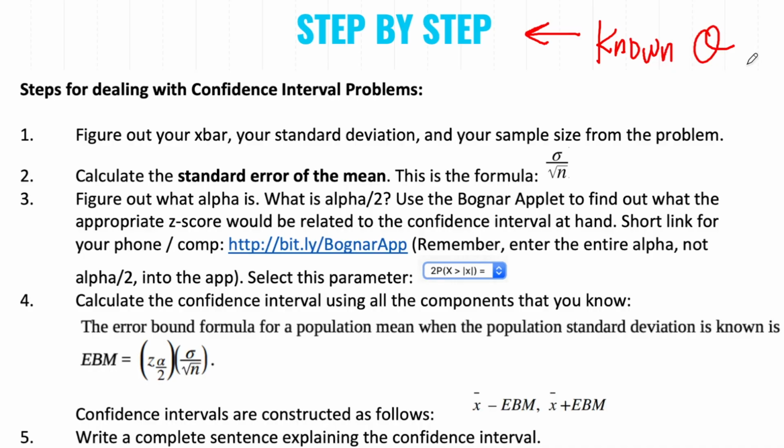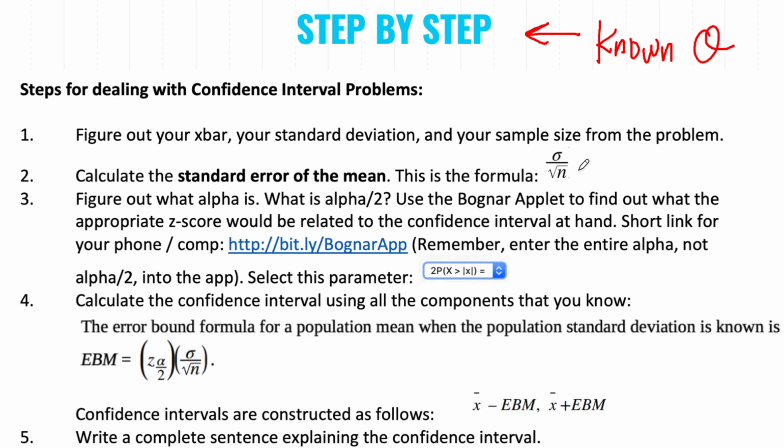So let's review step by step how we deal with confidence interval problems. And remember, this is for when we actually know our population standard deviation. So first you want to figure out your x bar, your standard deviation, and your sample size from the problem. Then you want to calculate the standard error of the mean, and you use this formula every time that you're using z-scores and you have a known population standard deviation. Take that known population standard deviation, and you're going to divide it by the square root of the sample size each and every time.